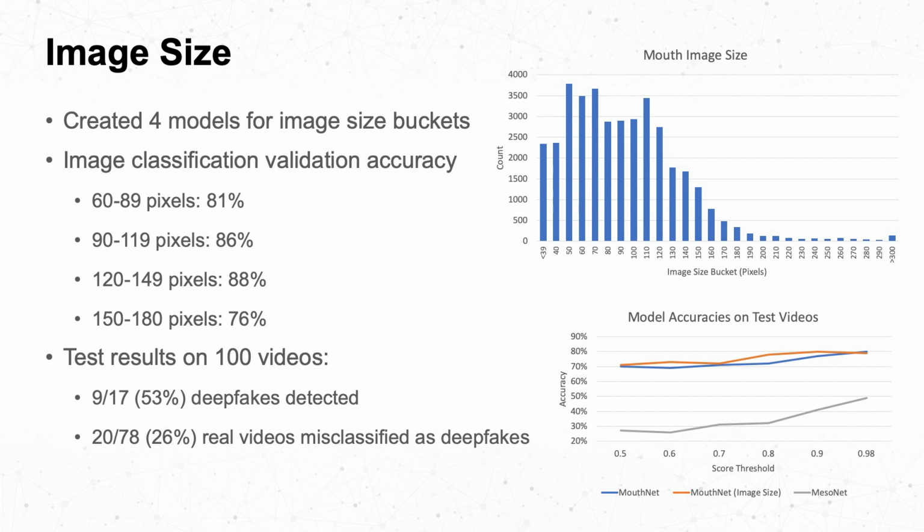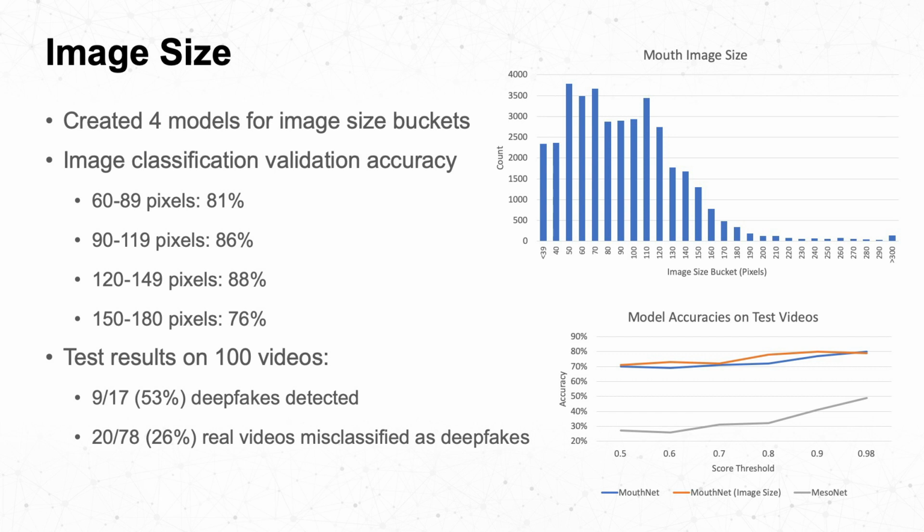In terms of the test results on 100 videos running this bucketed MouthNet, we used a threshold of 0.5. You can see that we detected 53% of the deepfakes. However, we also had a bump in the number of real videos that we misclassified.